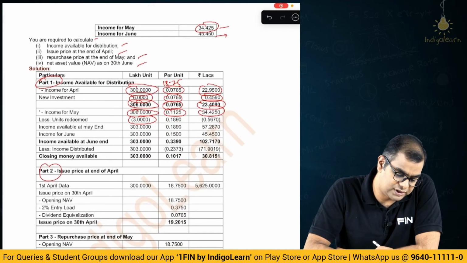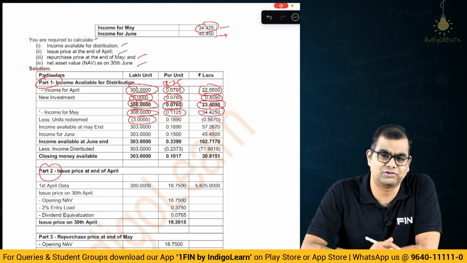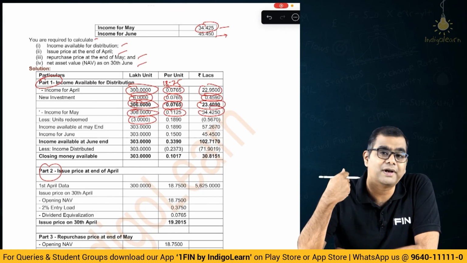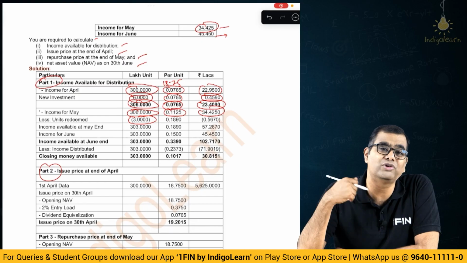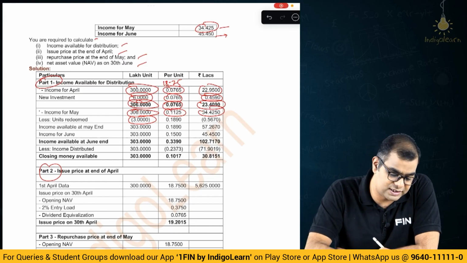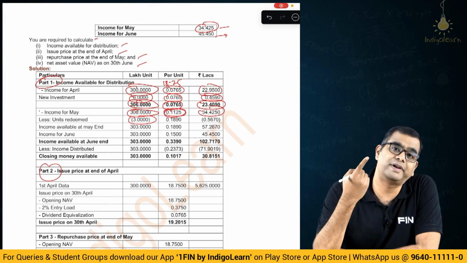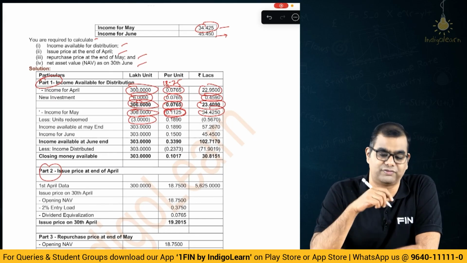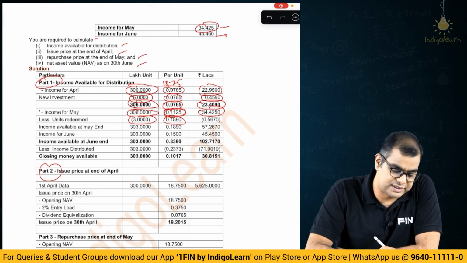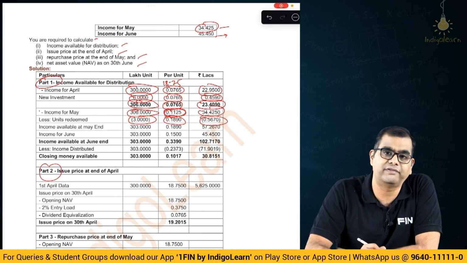Now, you see, these 3 lakh units you have repurchased. The 6 lakh is a fresh issue, meaning new people are coming in. 3 lakh means people are going out. When they are going out, you have to give them their dividend accrued till date. What is accrued till date? It is not just this 0.1125. Even the previous month's dividend also has to be given to them. So, you give them 0.1890, and for these 3 lakh units you basically make a payment of 0.5670.